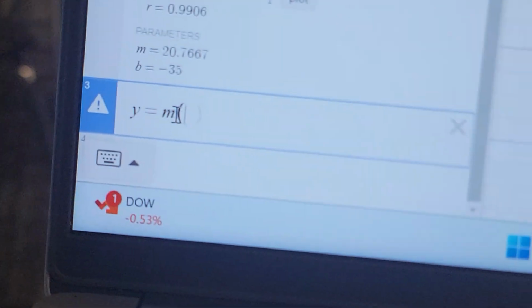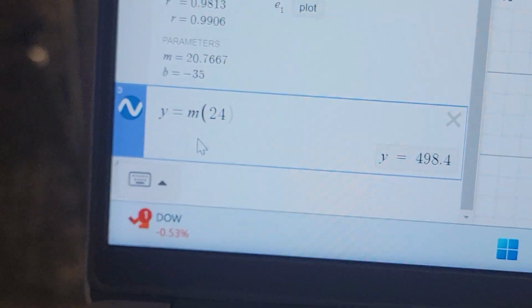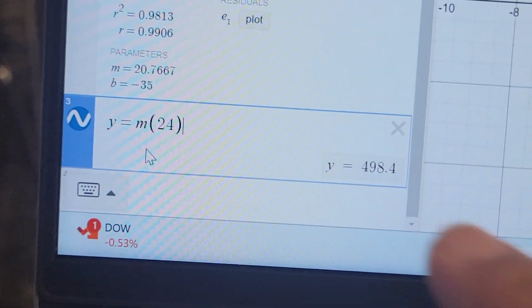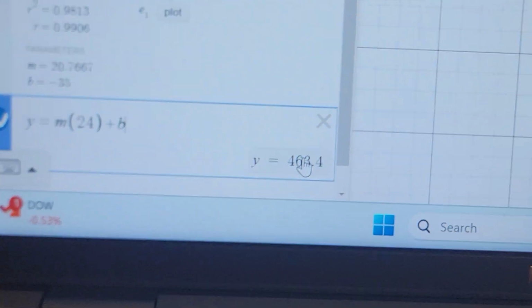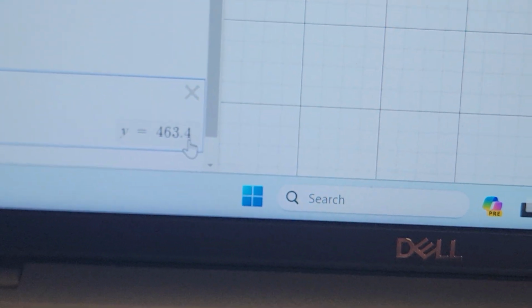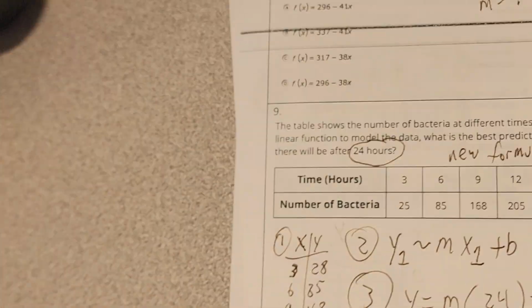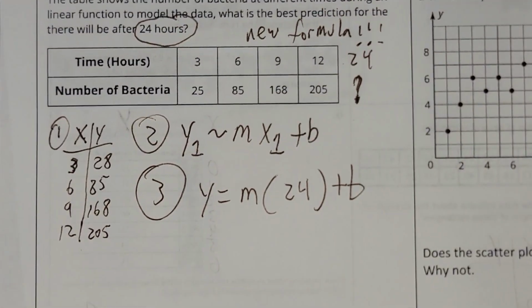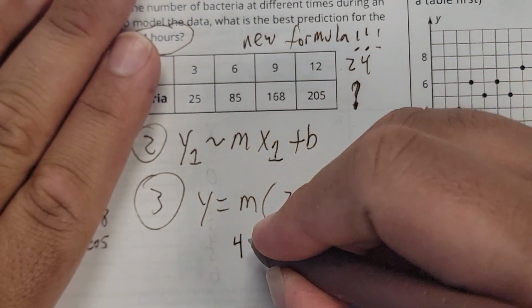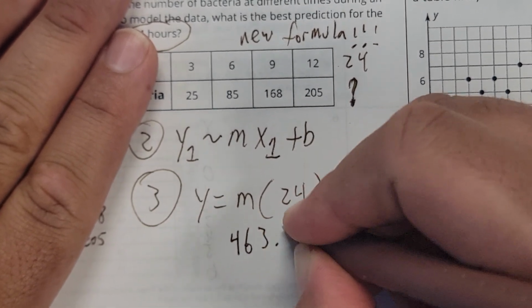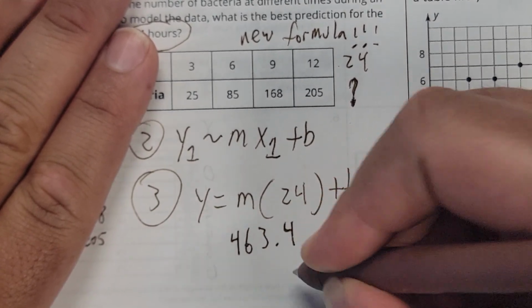So go with that y equals m. Type in your 24 where the X is. Close the parenthesis and then put plus b. So in 24 hours, I'm going to have 463.4 bacteria.